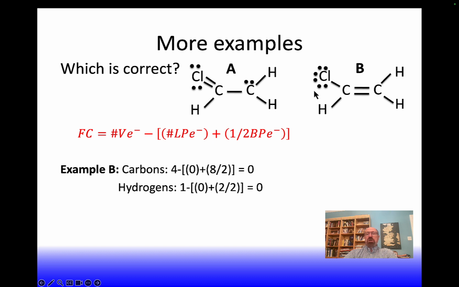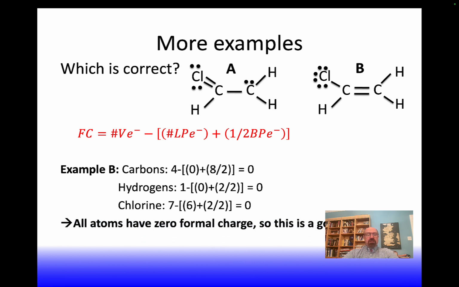So the only question is, what about the chlorine? Chlorine has 7 valence electrons. Now it's got 6 in lone pairs, and only 1 bond. 6 plus 1 is 7. 7 minus 7 is 0. Oh my goodness, everybody's 0. This is perfect. So all atoms have 0 formal charge, so this is a good structure.